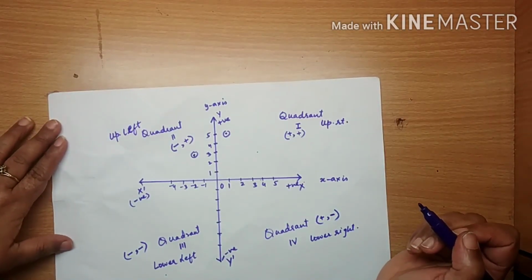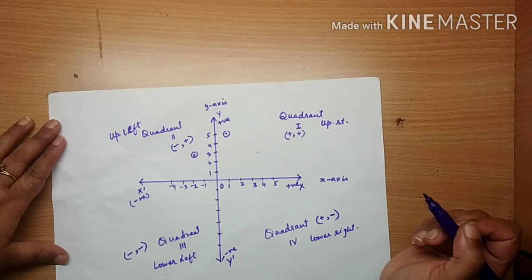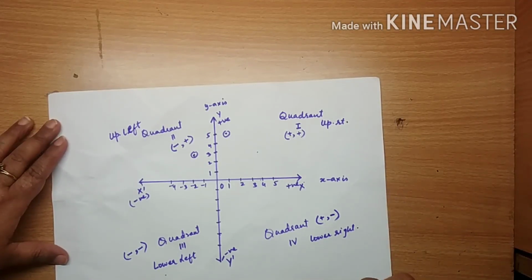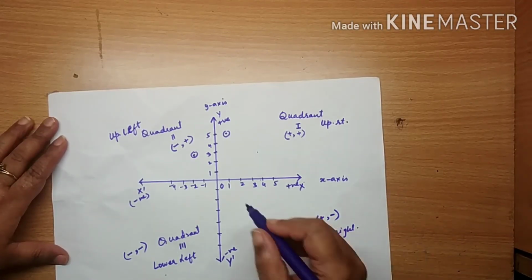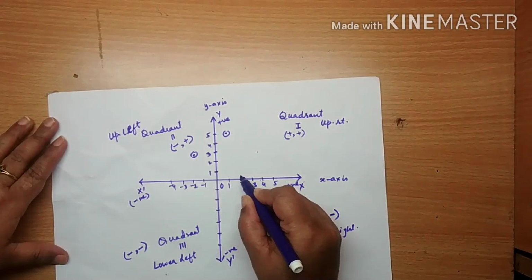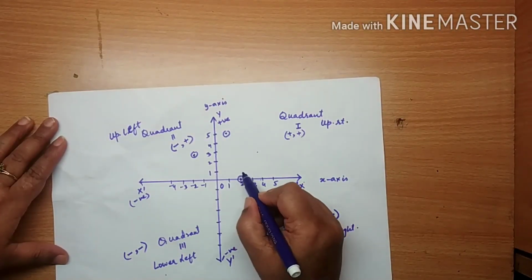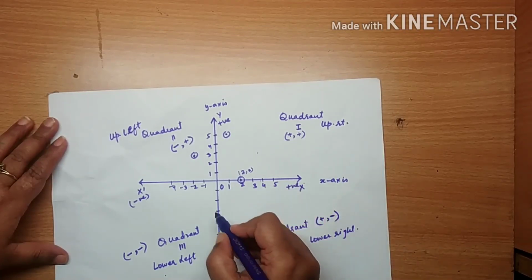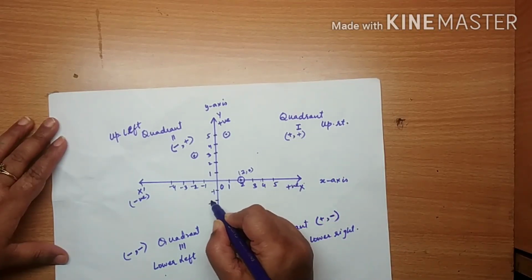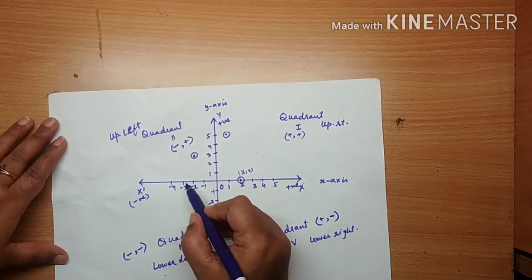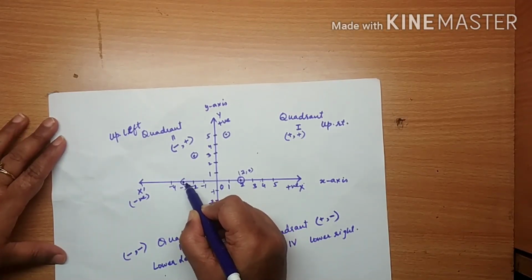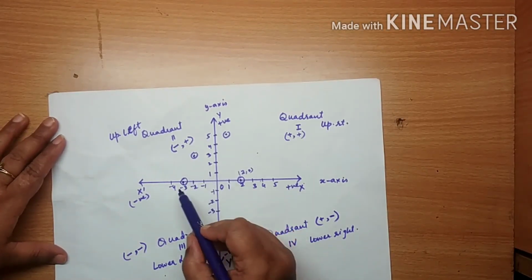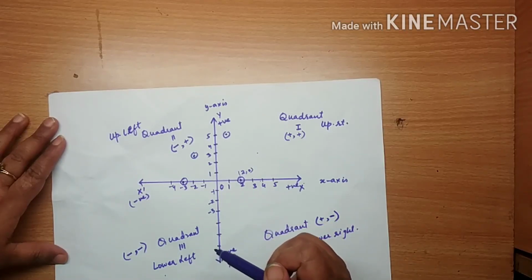Understood, children? Now let us recapitulate. Okay, before that, let us see where the point (2, 0) lies. This is the point (2, 0). This lies on the x-axis. Let's see where the point (-3, 0) lies. Again x is -3 and y is 0. This also lies on the x-axis.